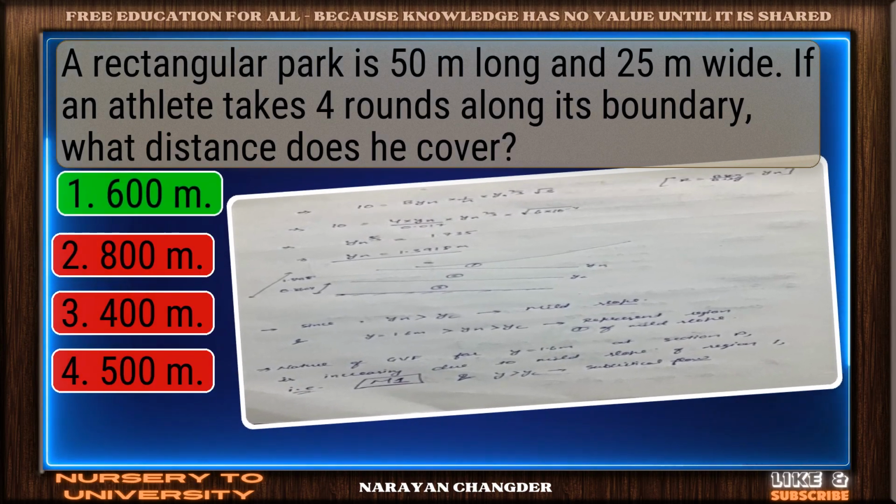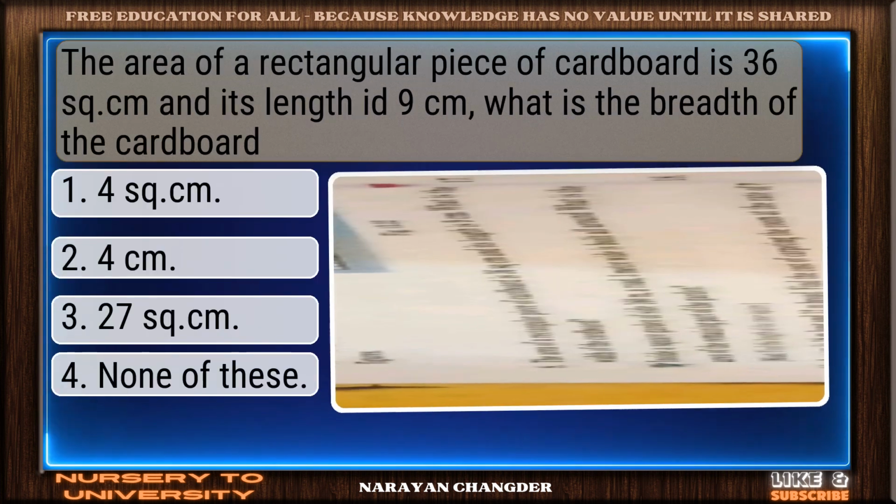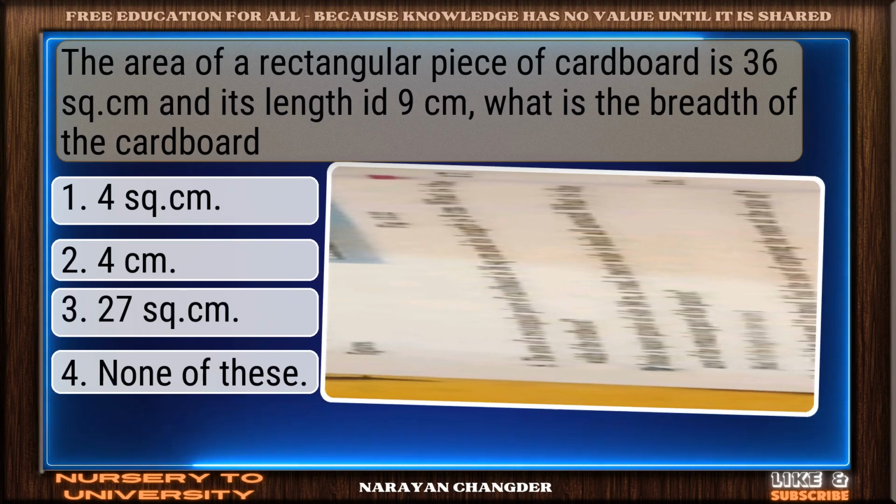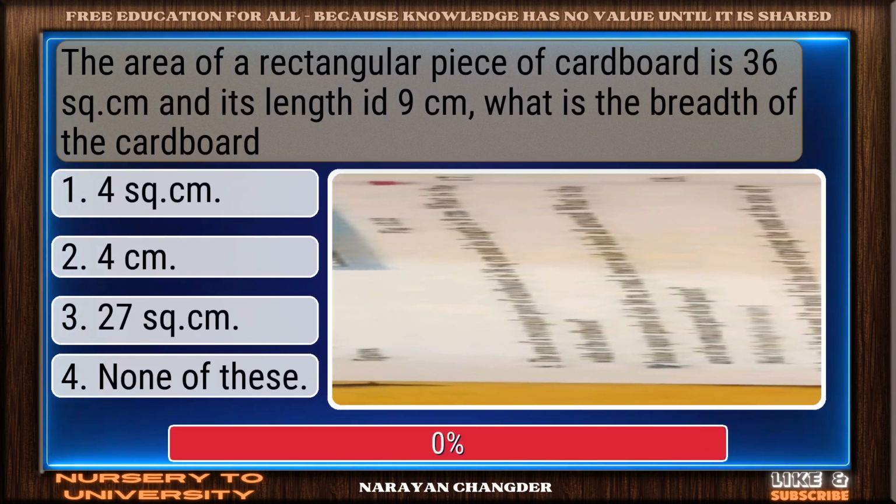On track, 600 m is the correct answer. The area of a rectangular piece of cardboard is 36 cm² and its length is 9 cm. What is the breadth of the cardboard?